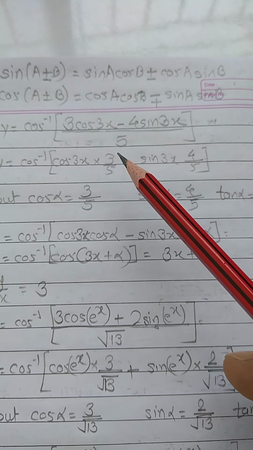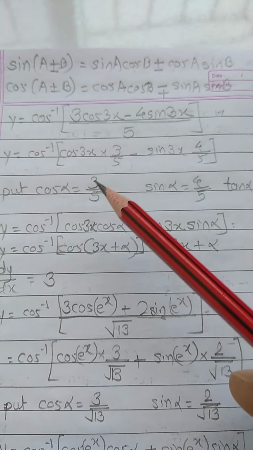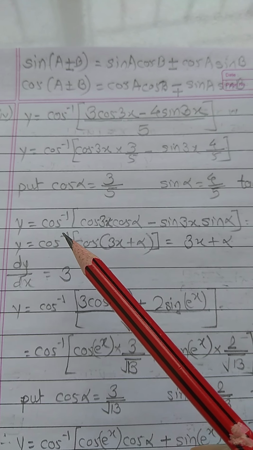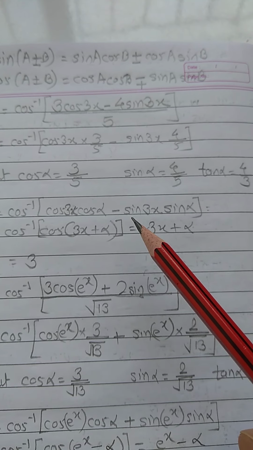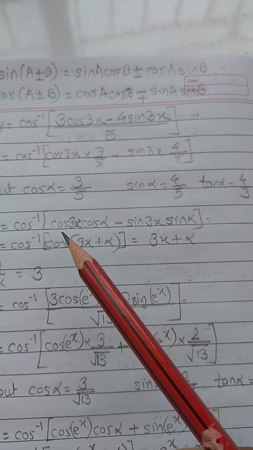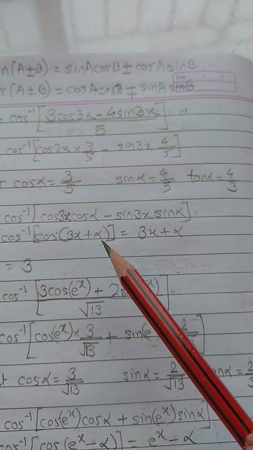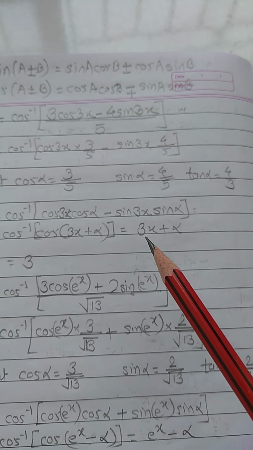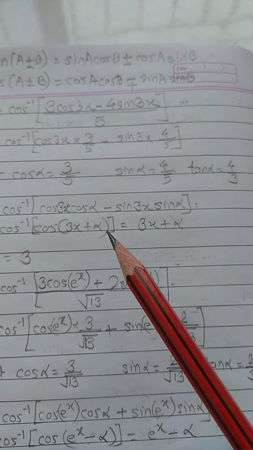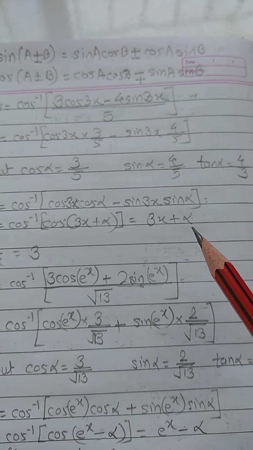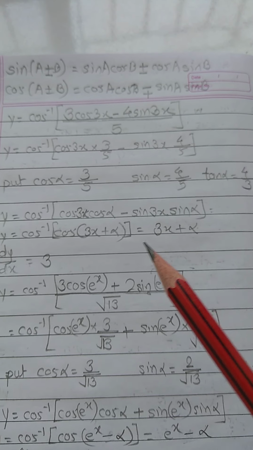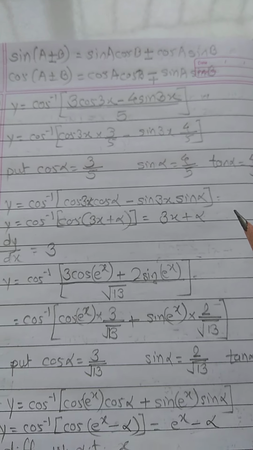So to get that, we will put this 3 by 5 as cos of alpha and this 4 by 5 as sin of alpha. So we can have y as cos inverse of cos 3x cos alpha minus sin 3x sin alpha. Cos inverse of cos of 3x plus alpha it will be. Cos inverse of cos of theta is theta only. Therefore cos inverse of cos of 3x plus alpha is 3x plus alpha. Derivative of y is dy by dx. Derivative of 3x will be 3. Derivative of constant alpha is 0.